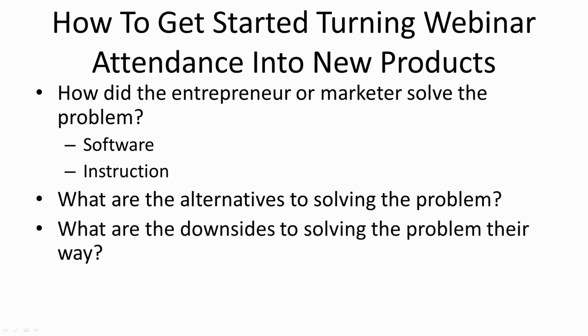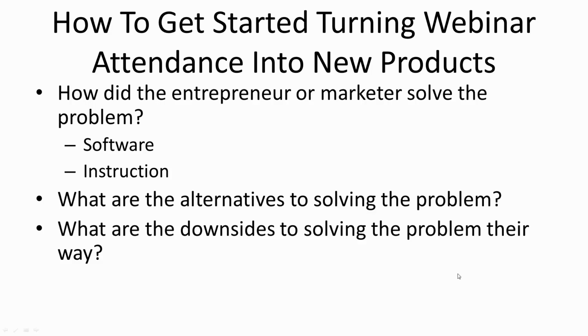Now, what are the downsides to solving the problem their way? In other words, they're going to have a certain way they're going to be able to do it, but what is the downside? What could possibly go wrong if they solve the problem their way? Because that's going to be an opening for you to solve the problem your way.